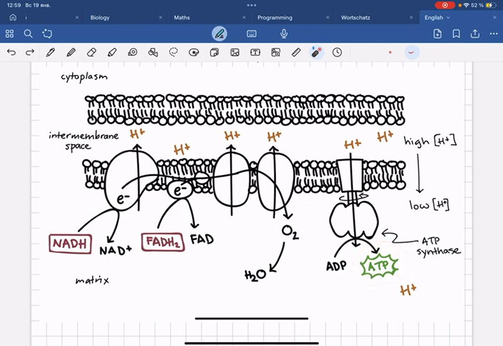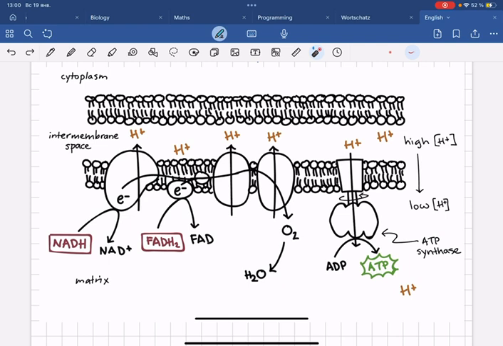The proton gradient created by the electron transport chain is used by the enzyme ATP synthase, which we can see right here. So, ATP synthase is located in the inner mitochondrial membrane to synthesize ATP. Protons flow back into the matrix through ATP synthase, and the energy from this proton flow drives the conversion of ADP and inorganic phosphate into ATP. This process is called oxidative phosphorylation.